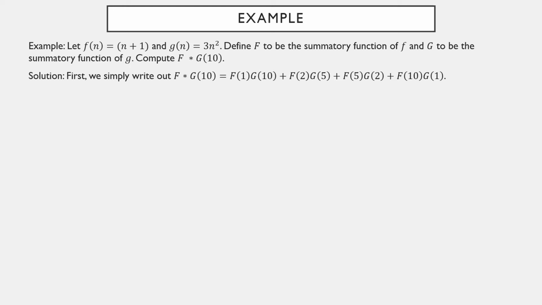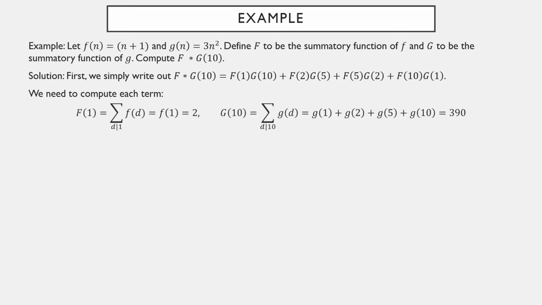The convolution of f and g just requires listing out the positive factors of 10. Those are 1, 2, 5, and 10, plugging one of them into capital F and one of them into capital G. So now we just compute each term individually. Looking at the sum above, we need to know capital F of 1, of 2, of 5, of 10, and similarly for capital G. Well, capital F of 1 is the sum of all the divisors of 1, plugging it into f. There's only a single divisor of 1, and little f of 1 is just 1 plus 1, which is 2.